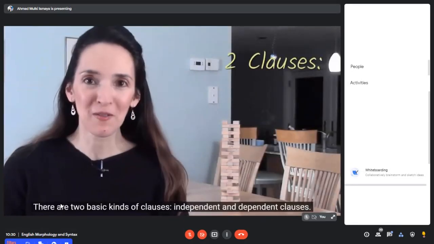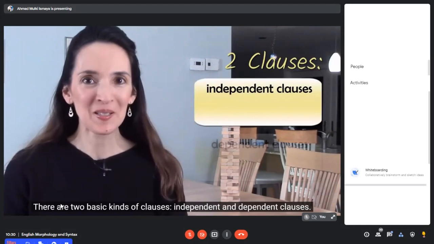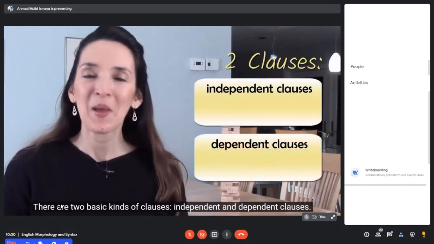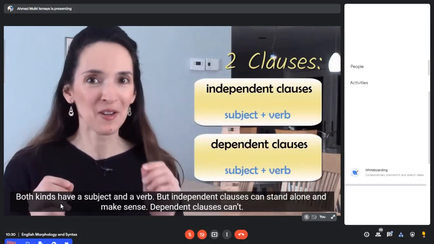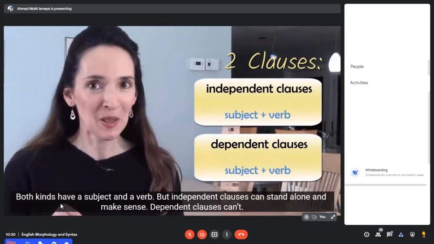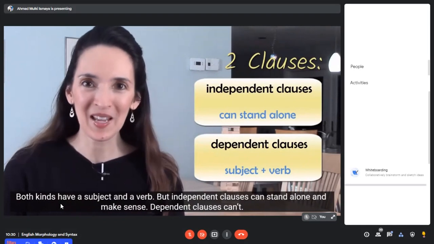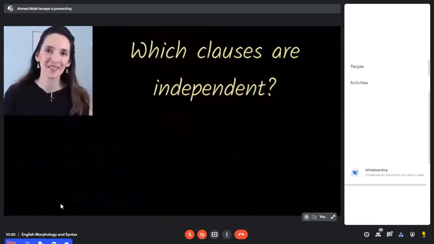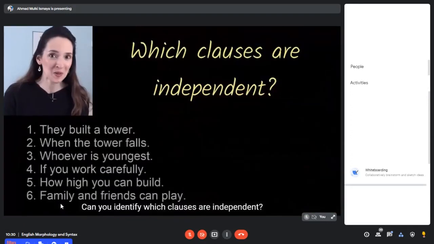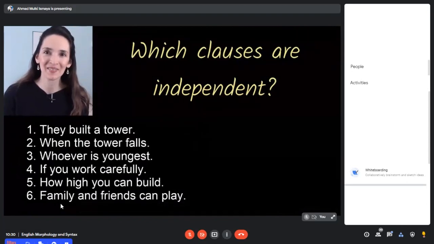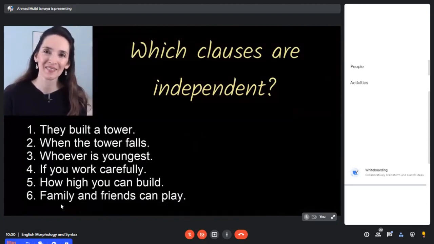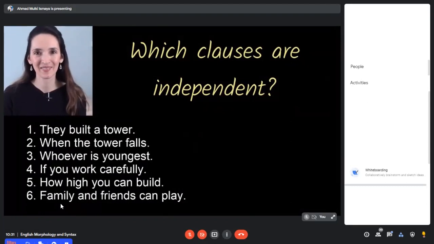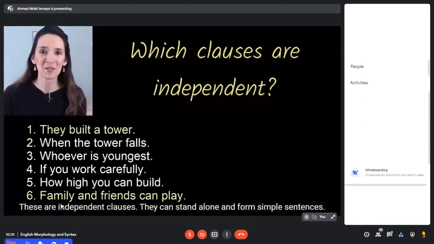There are two basic kinds of clauses: independent clauses and dependent clauses. Both kinds have a subject and a verb, but independent clauses can stand alone and make sense. Dependent clauses can't. Can you identify which clauses are independent? These are independent clauses. They can stand alone and form simple sentences.